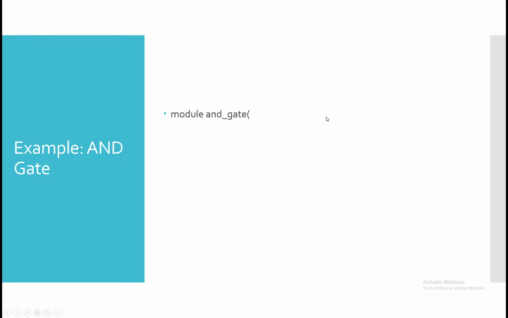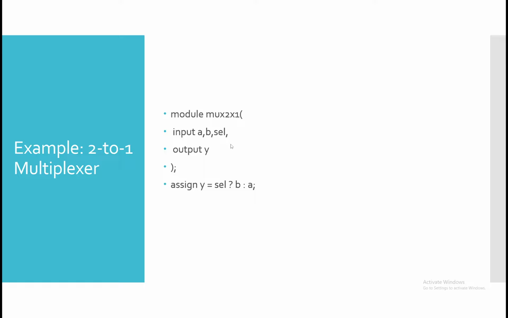We will also do this example right now after the presentation. Input A, B, output Y, then assign Y equal to A and B, and end module. That's all. Now use the test bench to test your results. In case you make a multiplexer, then you write y is equal to select question mark b colon a. It is just like if select is 0, then take b; if select is 1, take a. This question mark is the conditional operator. So this is just a single-line statement.